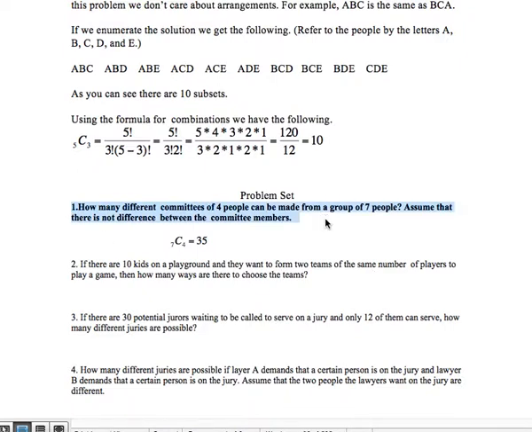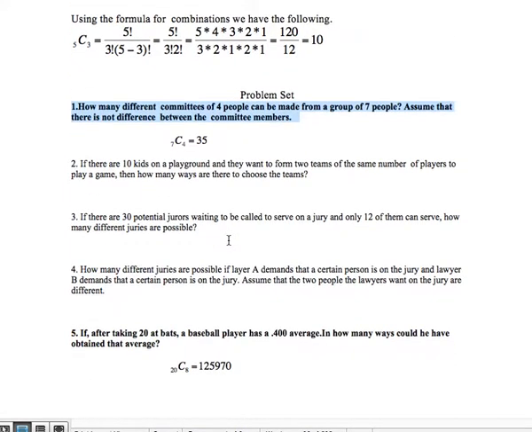How many different committees of 4 people could be made from a group of 7? We don't care about ordering. The people on the committee don't have specific jobs or specific titles. They're just committee members. The way we would count this is we would use 7C4, plug it into our calculator, and we'd get 35 different committees.